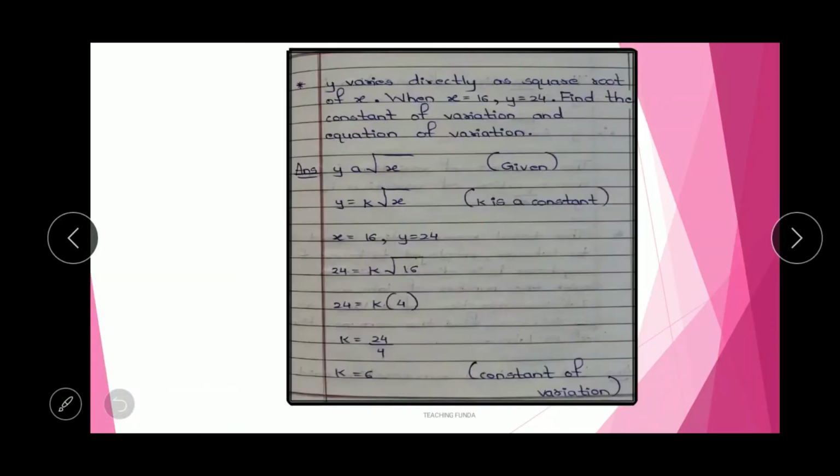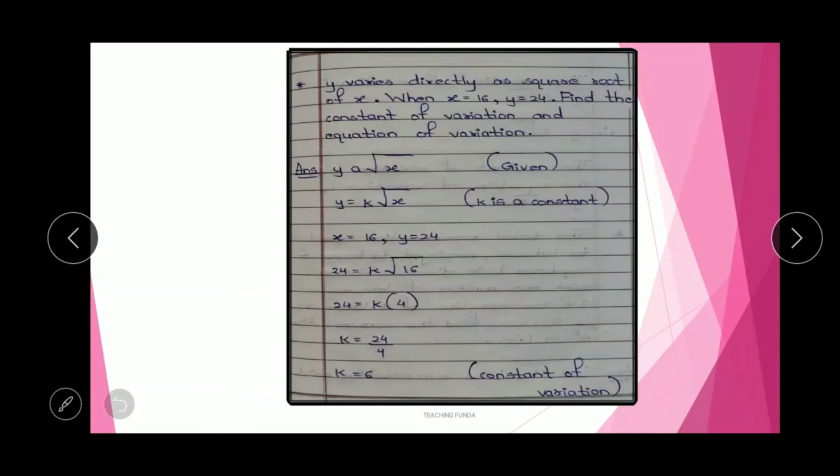Next, okay, so our question is, y varies directly as the square root of x. In each case, simply x or simply any other letter was given, but here it's given square root of x. When x is equal to 16, y is equal to 24, find the constant of variation and equation of variation. Both are being asked. So let us begin. y is directly proportional to root x, not x. Simply you cannot write x, root x. So it's given. Then y is equal to k into root x.